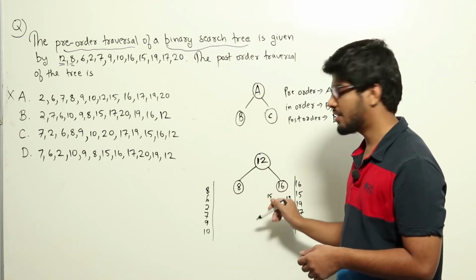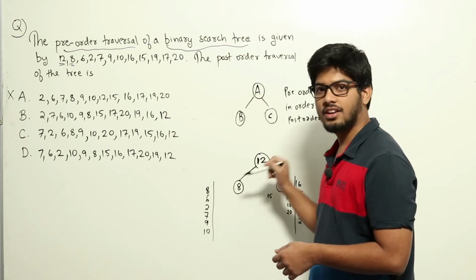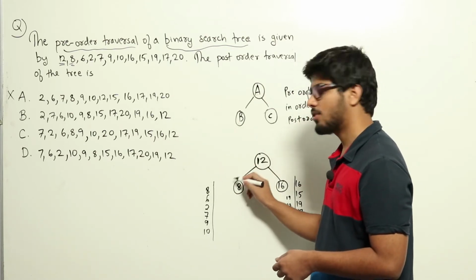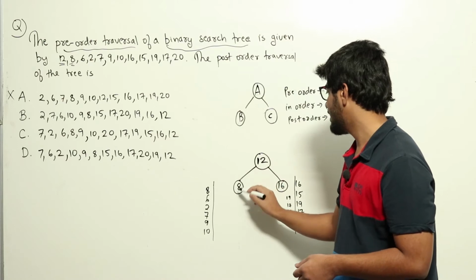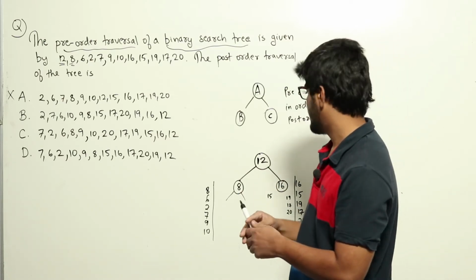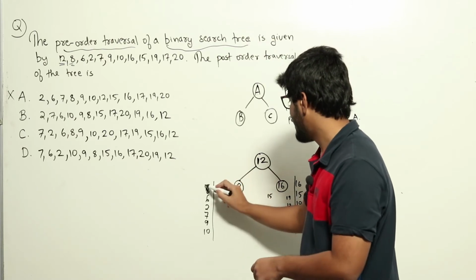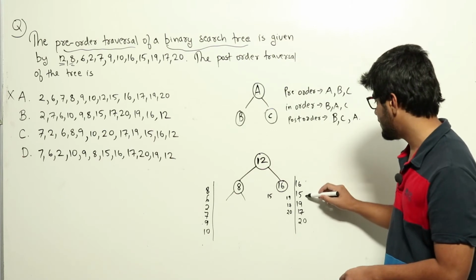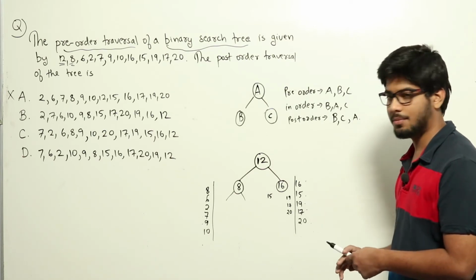The second number printed will be the root node of the left subtree. So that is 8, meaning 8 is the root node of the left subtree. So to the left, the immediate node would be 8. Similarly, we have 8, 6, 2, 7, 9 and 12 in the left subtree, and we have 16, 15, 19, 17 and 20 in the right subtree.